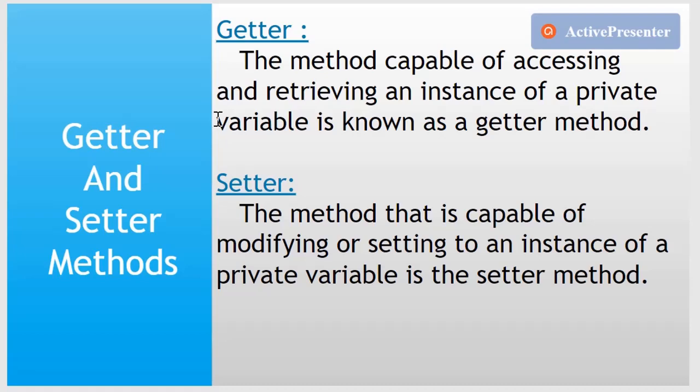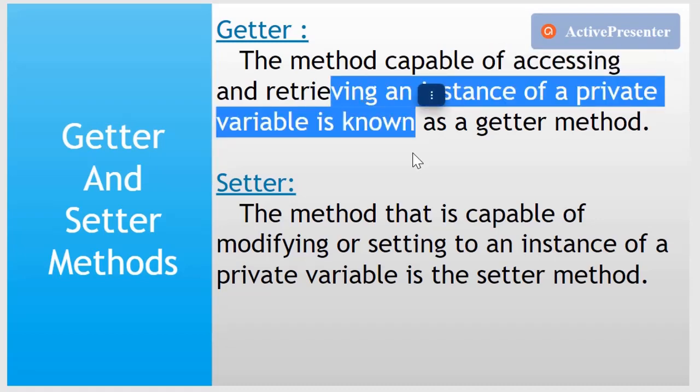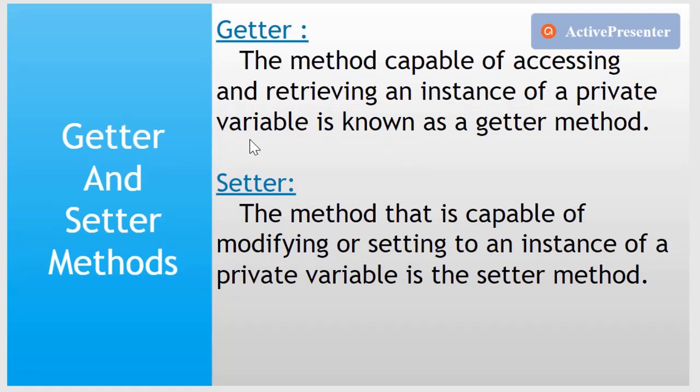So what is a getter? The method capable of accessing and retrieving an instance variable of a private variable is known as a getter method. And the method that is capable of modifying or setting an instance of a private variable is the setter method.